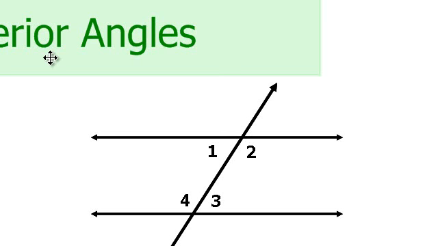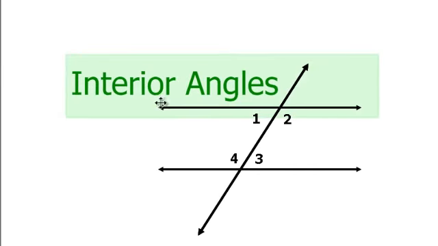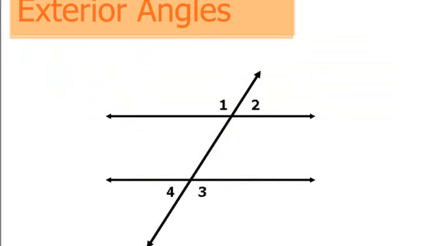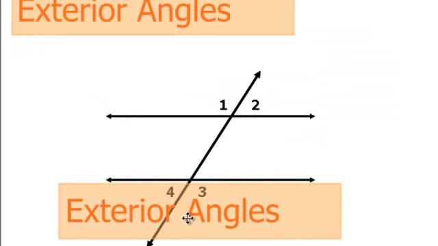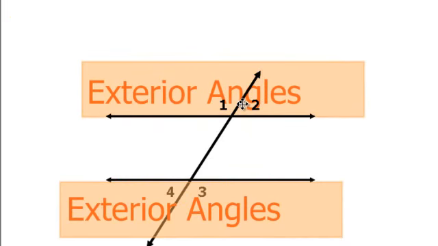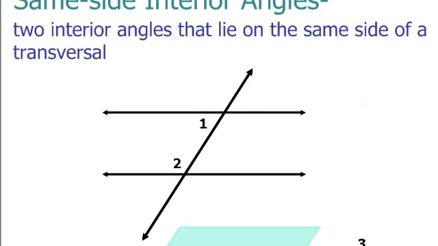So let's talk about the vocabulary a little bit. Interior angles are in between the parallel lines. It's like they're on the interior of those parallel lines. Exterior angles are outside of the parallel lines. So angles 1, 2, 3, and 4 are exterior angles.